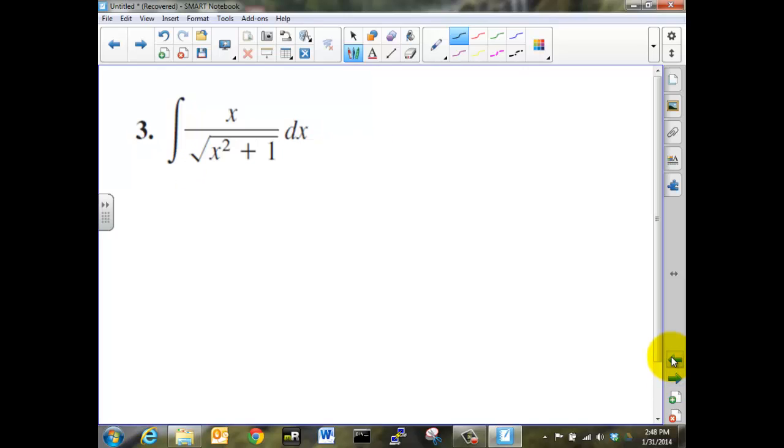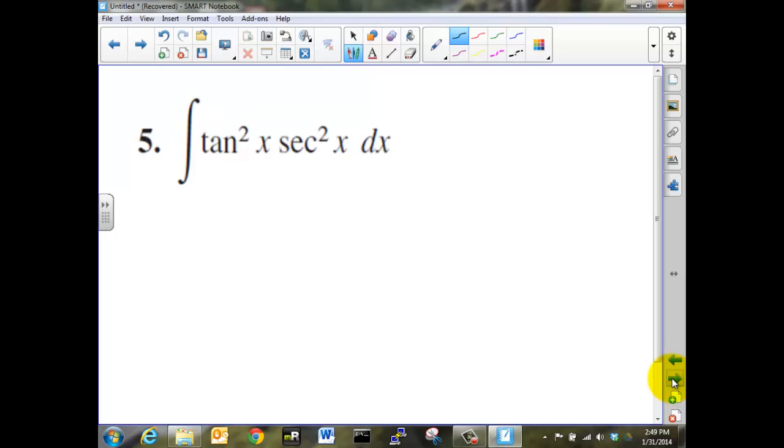Answer me this. Is that the really long, hard one or not? It is not. Why not? Well, you don't have to plug them in, because it's x squared. The derivative of this is 2x, so you'll just do the 1/2 du to plug in. Good. Is that hard? No.